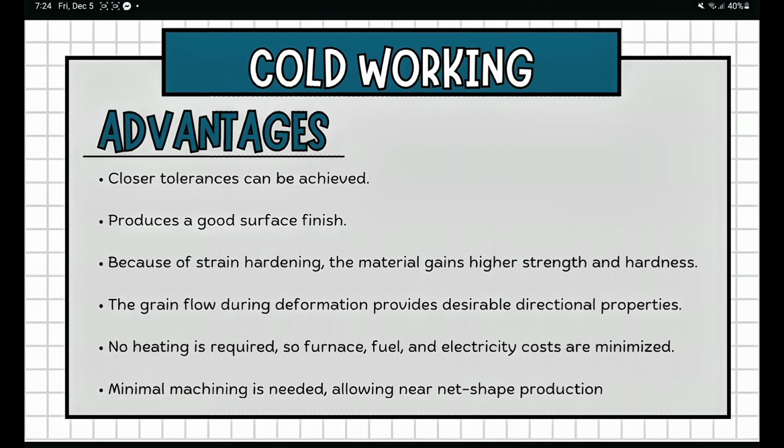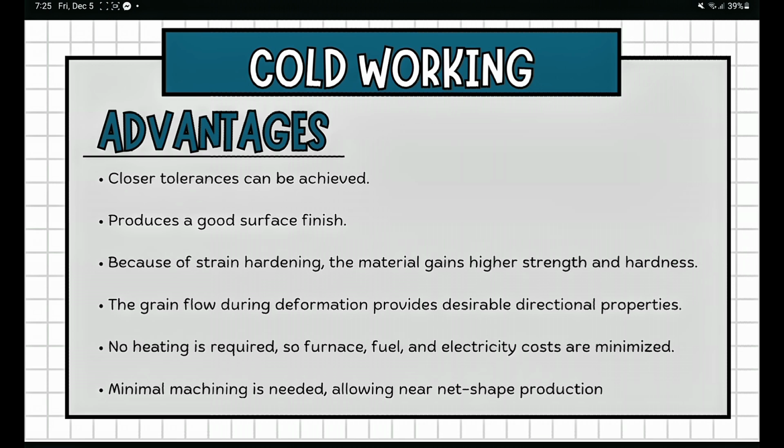The fifth one is no heating is required, so furnace, fuel, and electricity costs are minimized. Because no furnaces or heating systems are needed, energy consumption stays low. This significantly reduces the production cost.